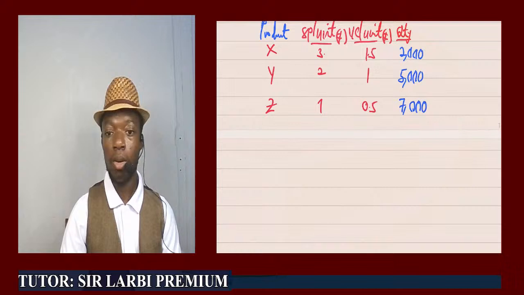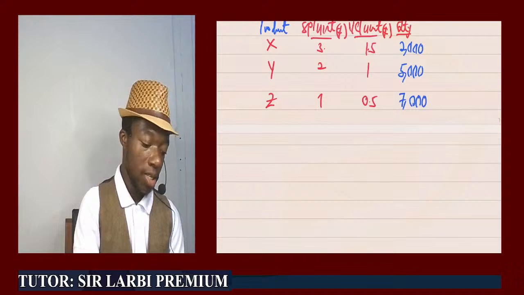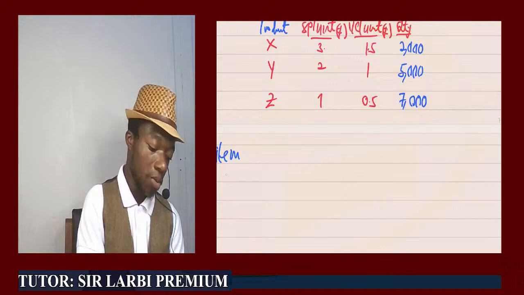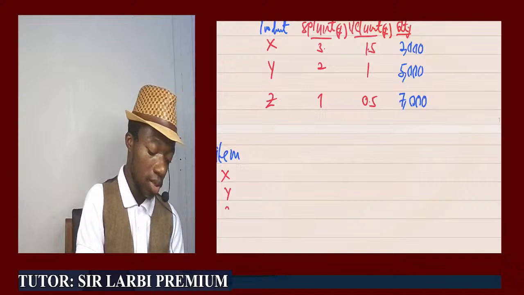So we have our table here. We have first the product itself, or the item. We can call it the item. For the items we have item X, Y, and Z.